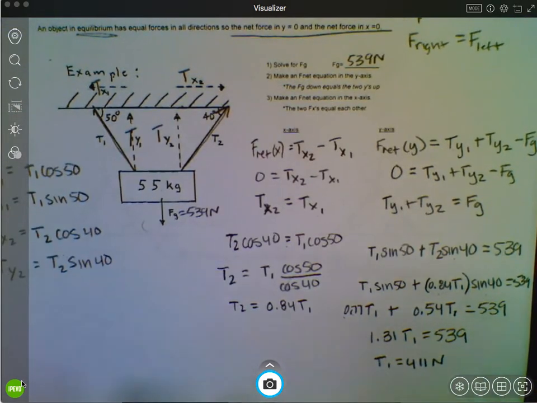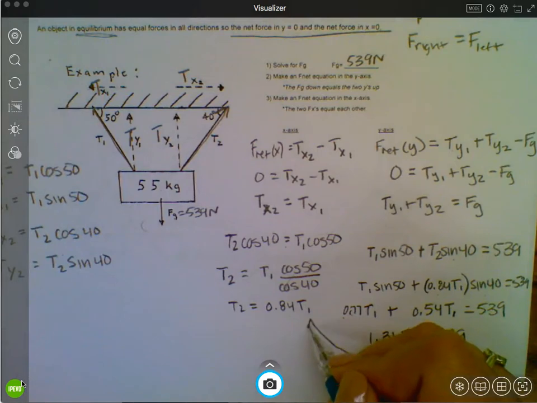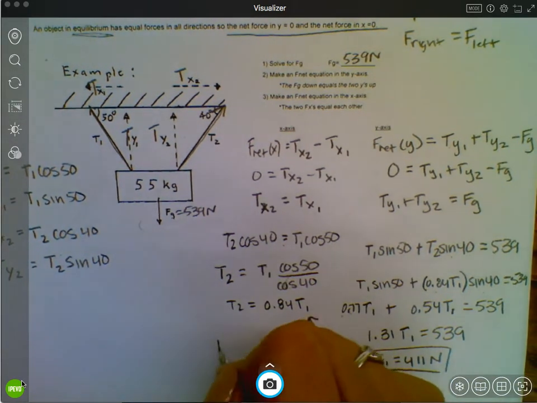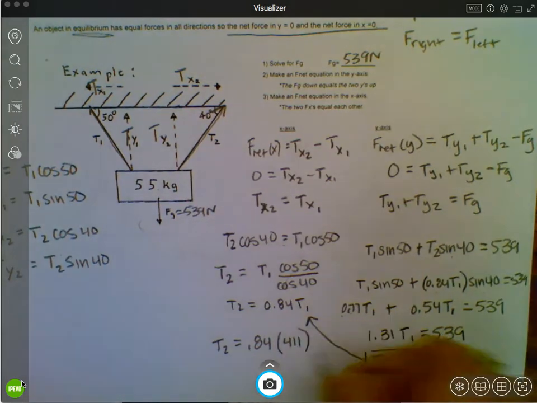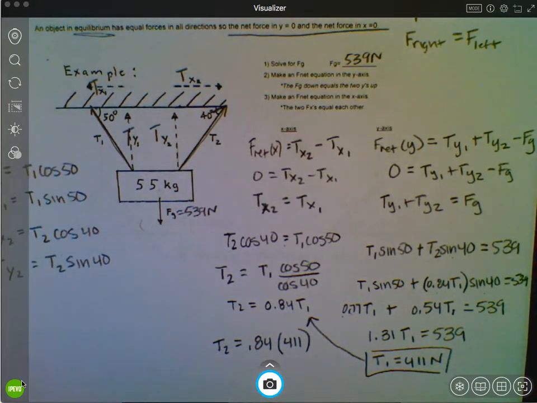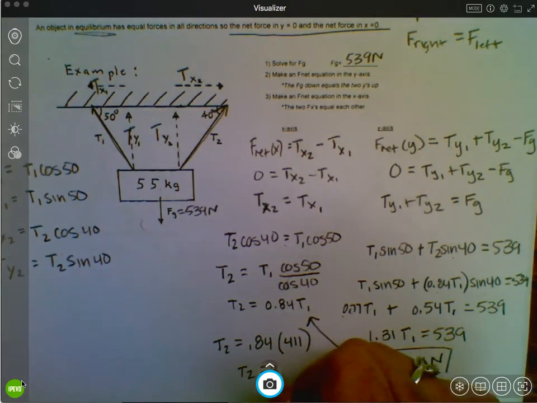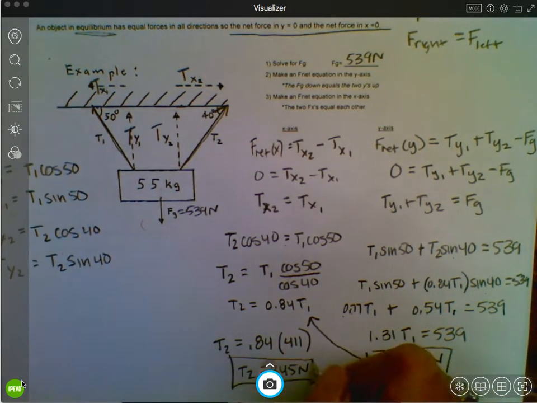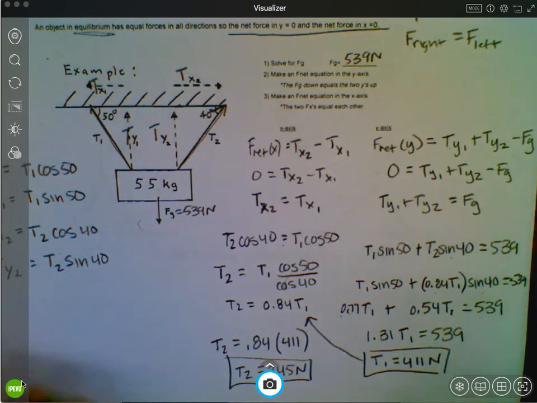Yay! The goal is to find t1 and t2. I have t1. Now, once you find t1, the hard part's done. You have t1, so just plug it into the equation you created. t2 equals 0.84 times t1, which is 411. So t2 equals 345. And I'm done. Now, it's a lot of math. I get it, but it's very repetitive because they're almost all the same. Okay? So that's your first example.